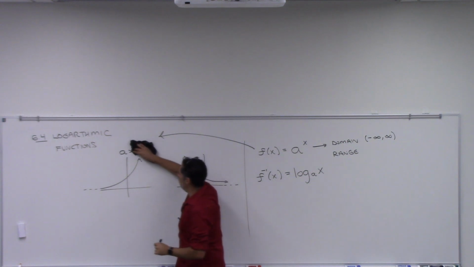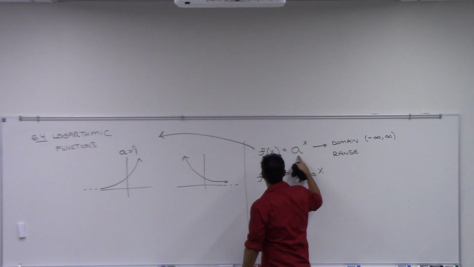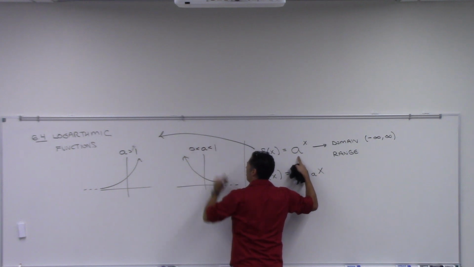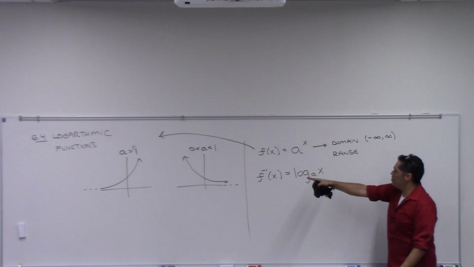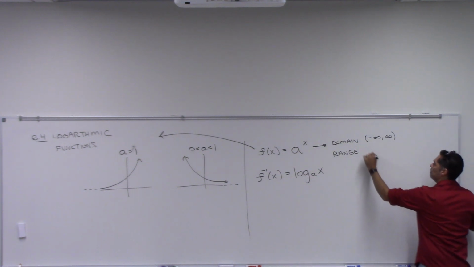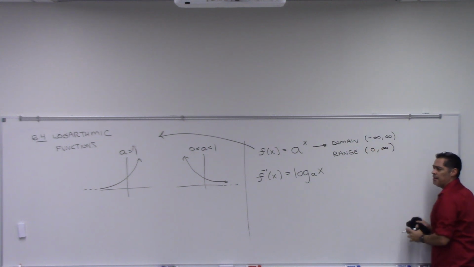Oh, I said 1, wrote 0. We have growth when a is bigger than 1, so that number is bigger than 1, we have growth. And then this happens when what? Greater than 0, but less than 1. So like some sort of decimal or fraction. We have decay. So the domain is everything, right? Because the graph goes in both directions. But what about the range? 0 to infinity, not including 0, right?